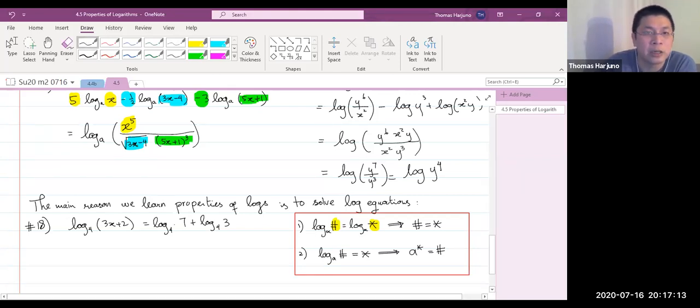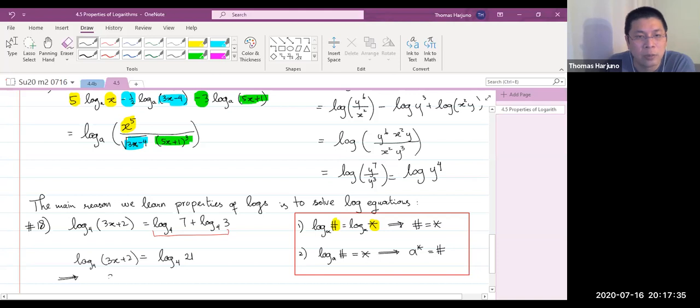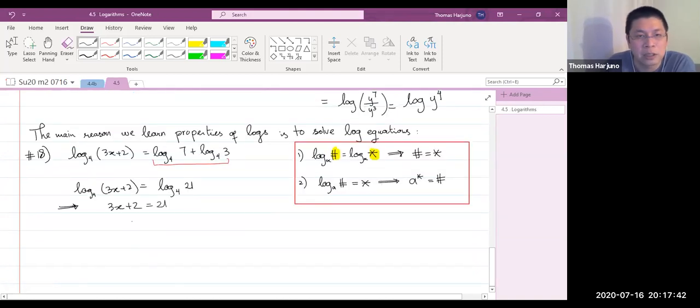Now in this case, you have a sum of two logs on the right hand side. So I put them together first. That's log base 4 of 7 times 3. On the left hand side, it's the same. And then by one-to-oneness, we get 3x plus 2 equals 21. So 3x is 19, and x is 19 over 3.